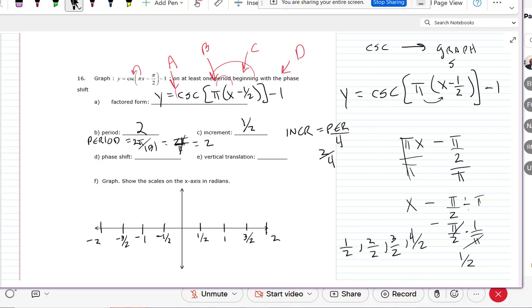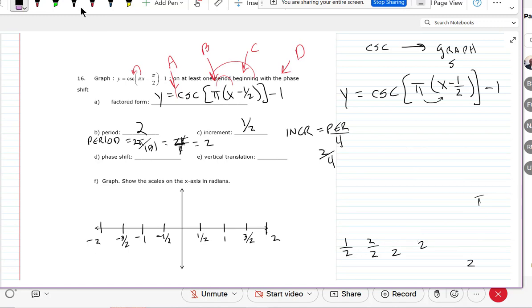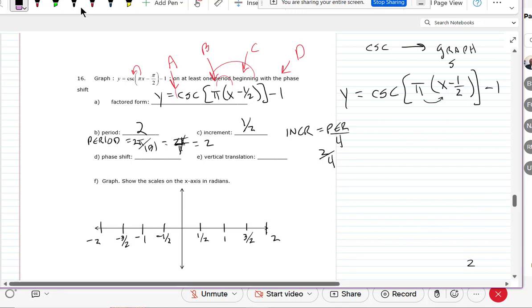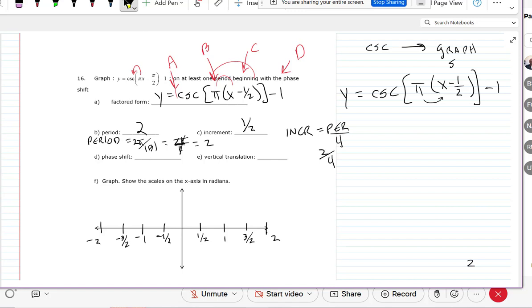Okay, so we're all set up with everything that we need. We did the factored form, we got the period and the increment, we've got our x-axis set up. Okay, does anybody have a question about what I've done on that so far? Okay, be careful with that factoring when you do that. That's really important. So now we're going to just go ahead and identify everything.